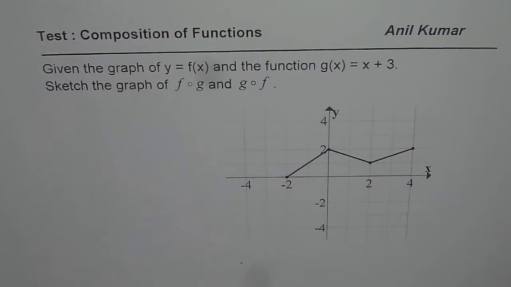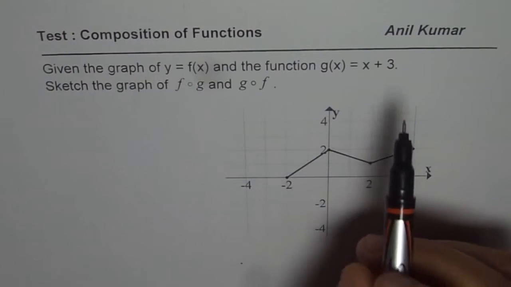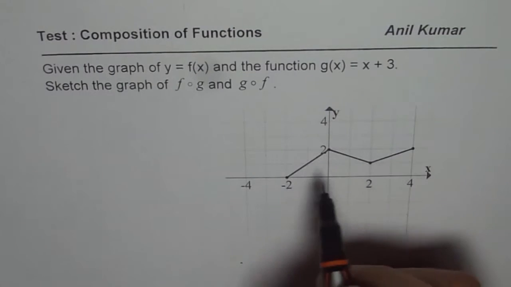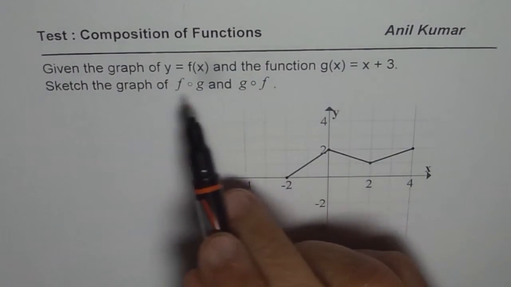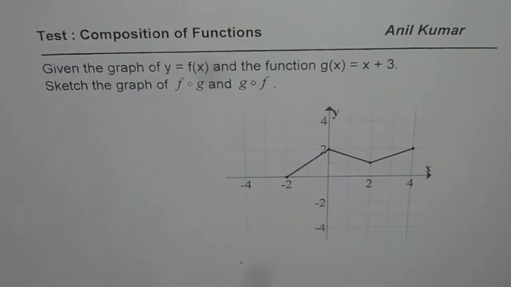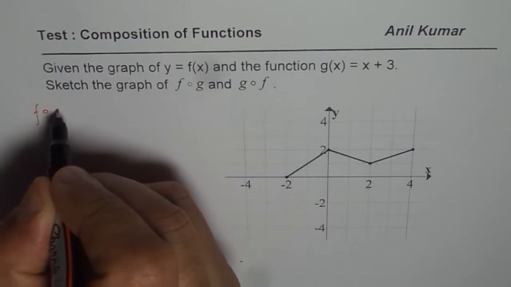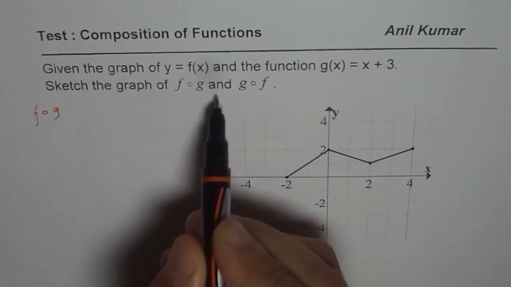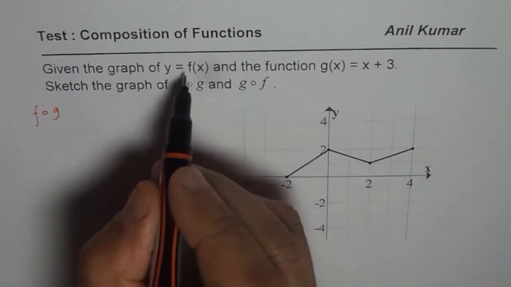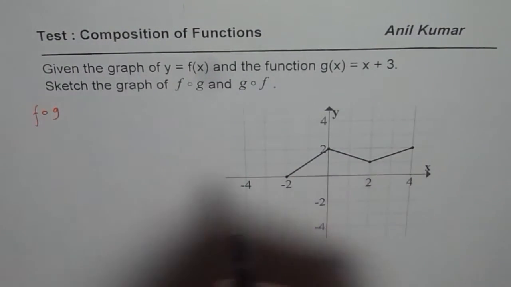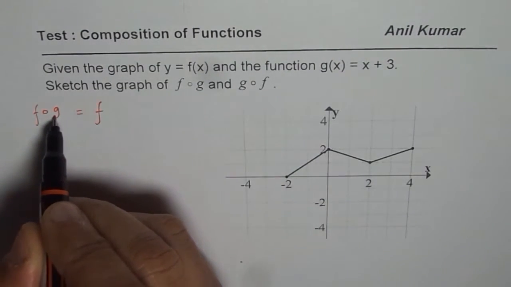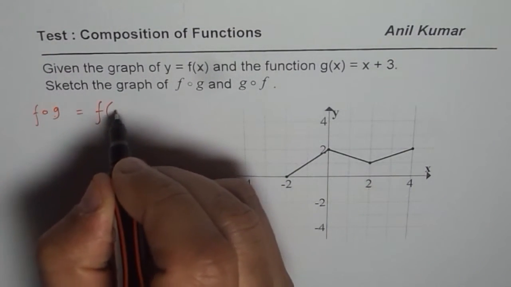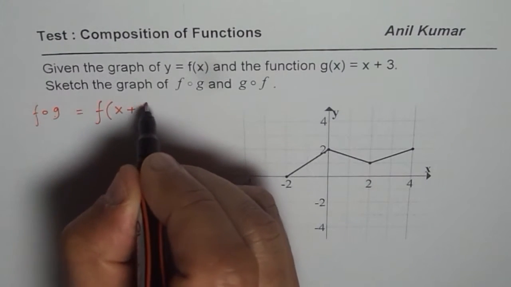In this particular solution, I will also teach you that when we are doing f of g, how the functions get transformed. And how is it that g of f and f of g are so different, right? So let's consider first f of g. When I say f of g, that means g becomes the inside function, right? So we are already given f of x here. So that should be equal to f of, now if I write g instead of x, I get what? I get x plus 3.